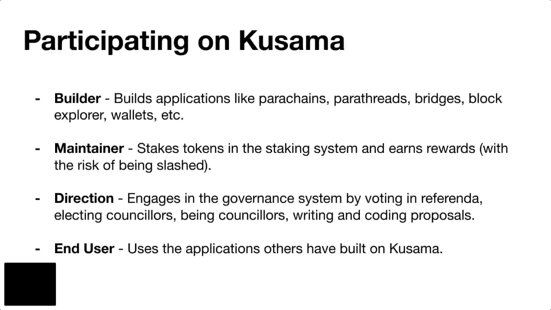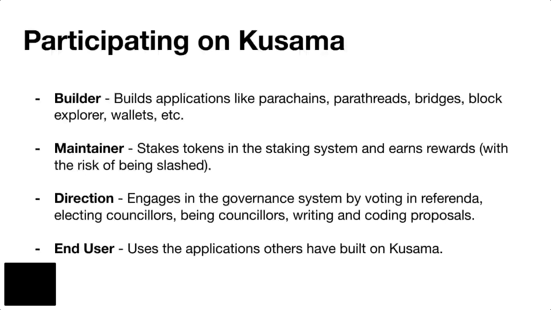The next role of participation is the maintainer. The maintainer is either a validator, maybe a nominator, or eventually a collator. Right now it's mostly just the validator who is maintaining the network. This is someone who stakes tokens, is at risk of being slashed, but also earns rewards for performing their validation duties.